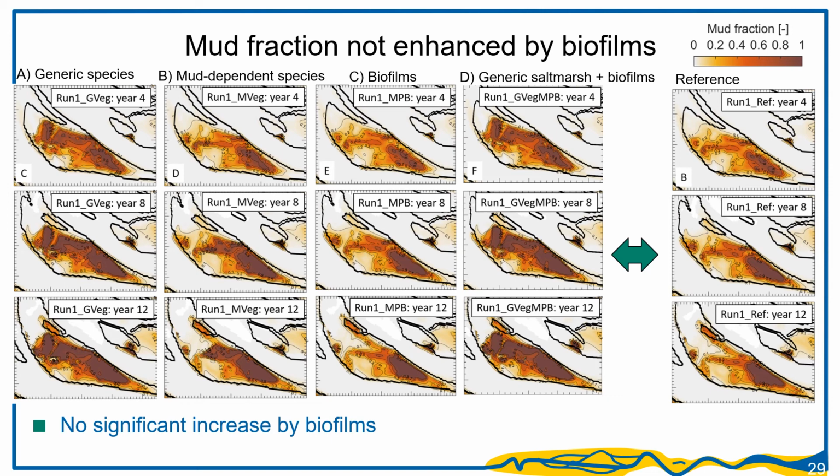And if we look at column D, where we had an expansion of the biofilm compared to column C, and we compare this one to column A with the generic species, we see that there is also not a large increase. So if we look at the northern side of the bar, where we saw that there was more biofilm in that area next to the saltmarsh, we still don't see that there is any more mud. So the biofilm seems to have a very limited effect, even with larger coverages.